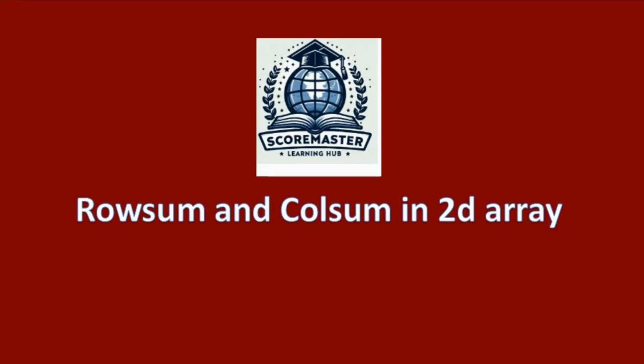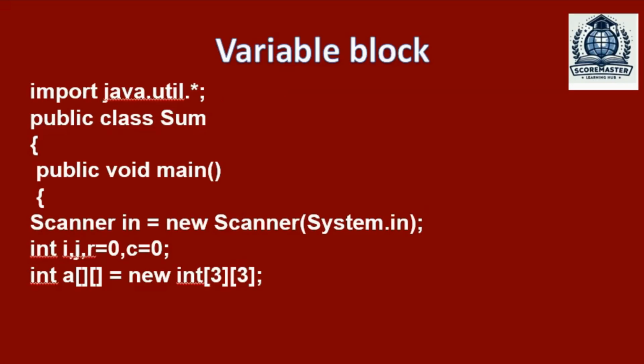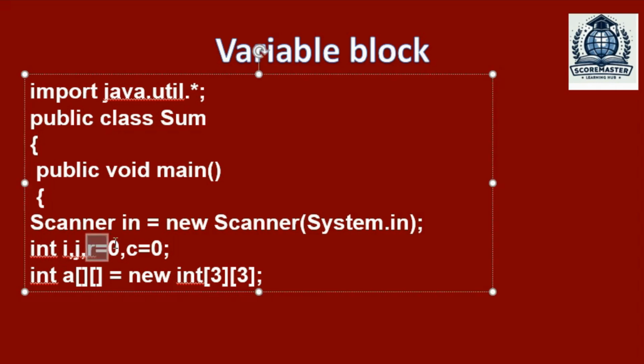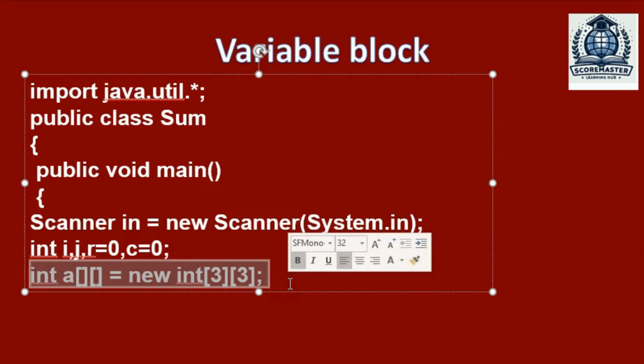The next topic is to calculate the row sum and column sum in a two-dimensional array. So what's the first block? As you know, the first block will be the variable declaration block. So here, along with i and j, I have taken row equal to 0 and column equal to 0. And as usual, we have declared an array variable.